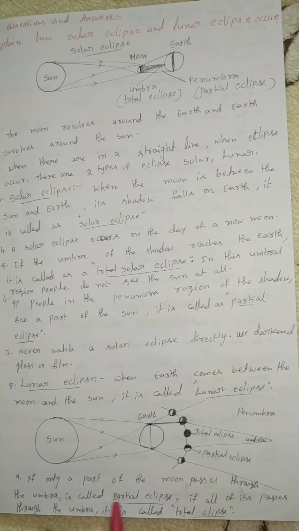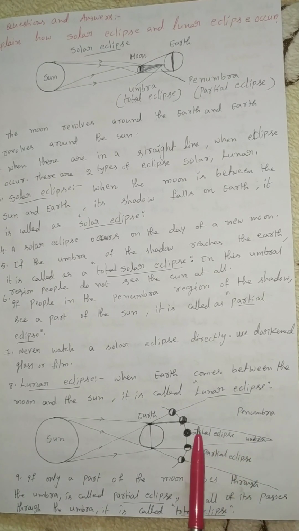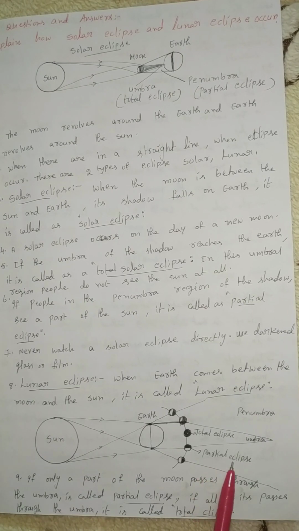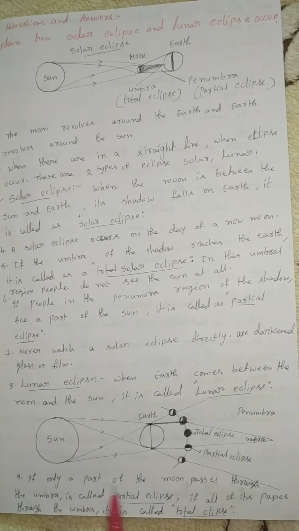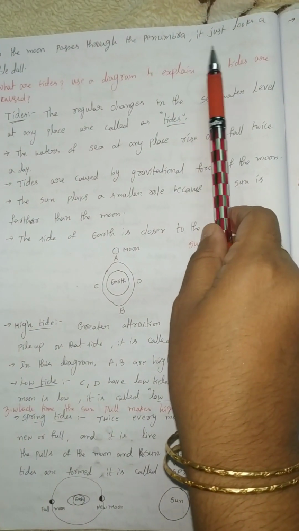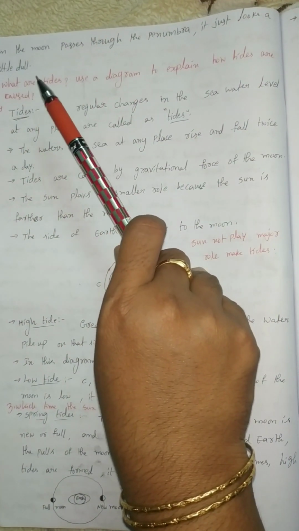This is the umbra region. In the umbra region, we know that total eclipse occurs. In the penumbra region, we know that partial eclipse occurs. So if only a part of the moon passes through the umbra, it is called partial eclipse. If all of it passes through the umbra, it is called a total eclipse. When the moon passes through the penumbra, it just looks a little dull.